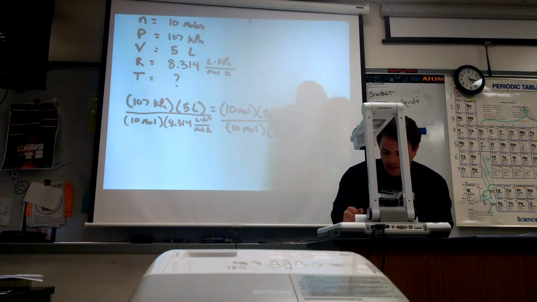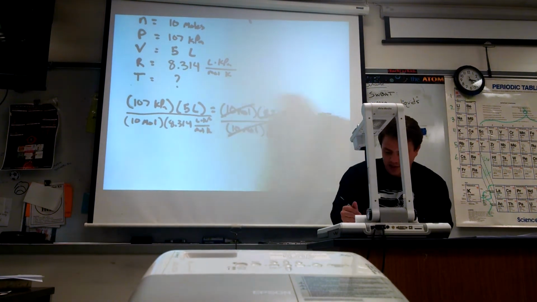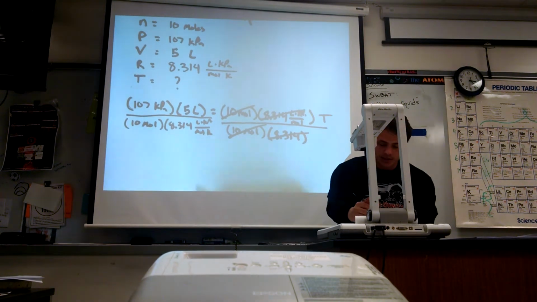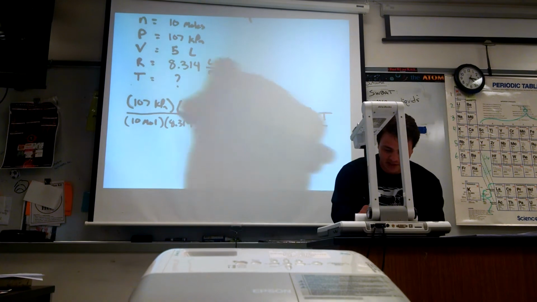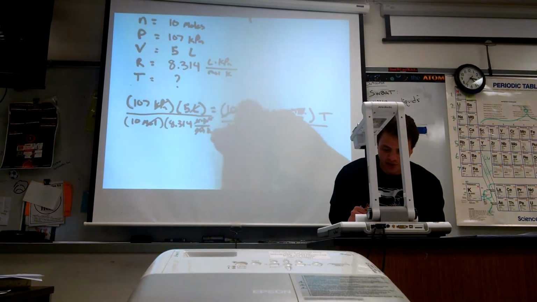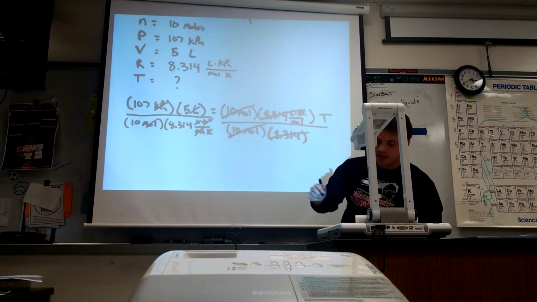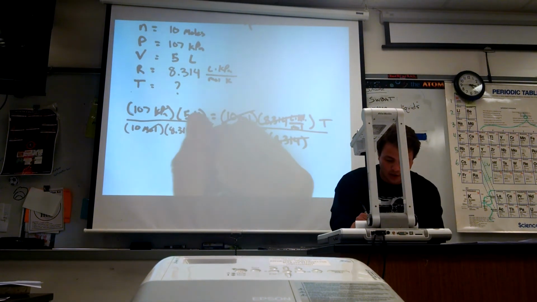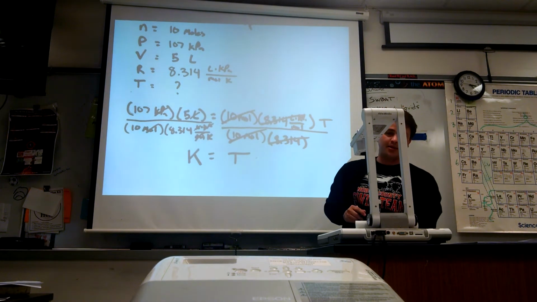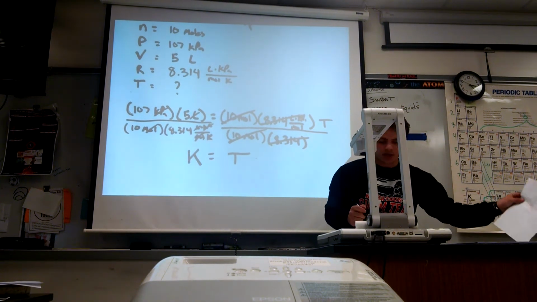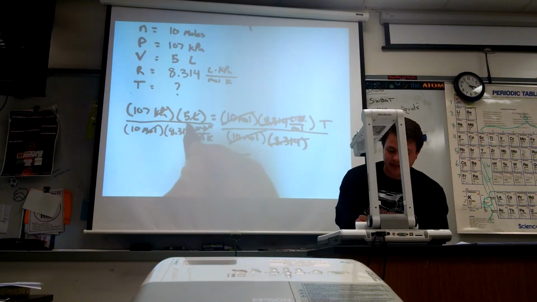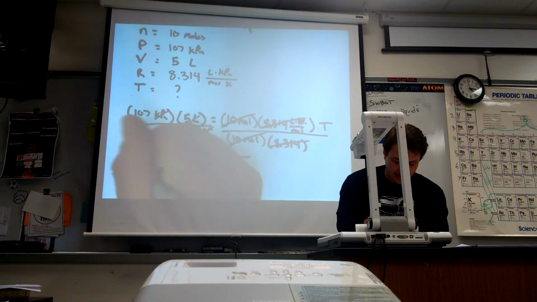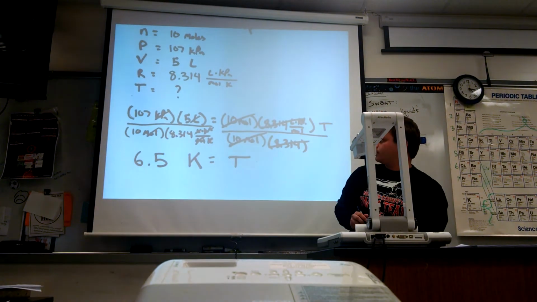So that way, this goes away, this goes away, this goes away, this goes away. And then here's why we bothered to write out all these ridiculous units. Liters, liters, kilopascals, kilopascals, moles, moles. So that leaves us with Kelvin. On this side, we're left with temperature. On this side, we're left with a bunch of numbers and a Kelvin, which works out because temperature is measured in Kelvin. Right? If we were to put all this in our calculator, 107 times 5, divided by 10, divided by 8.314, we would get 6.5 Kelvin would be our temperature.